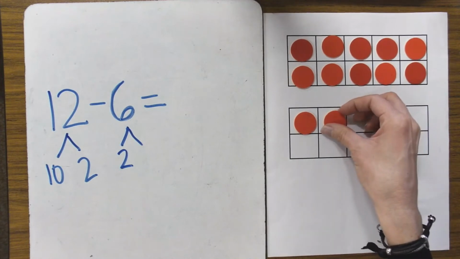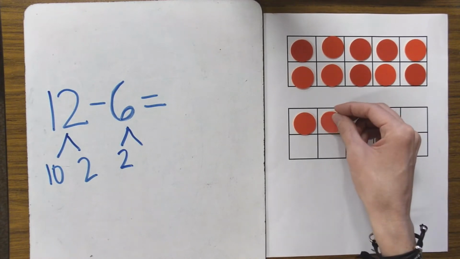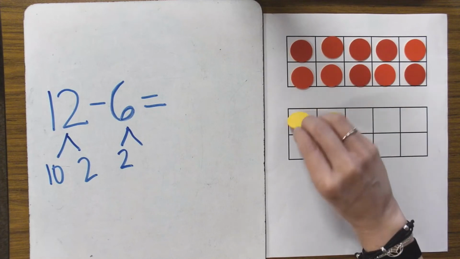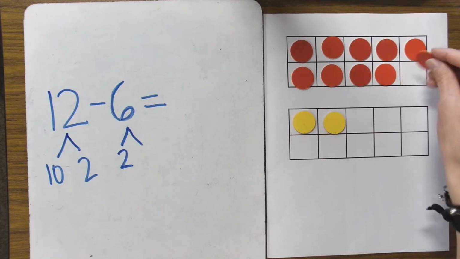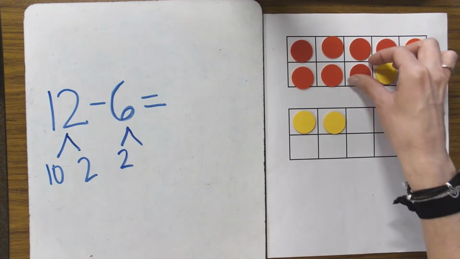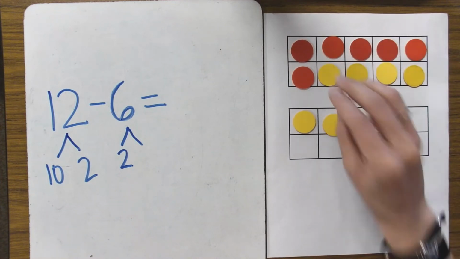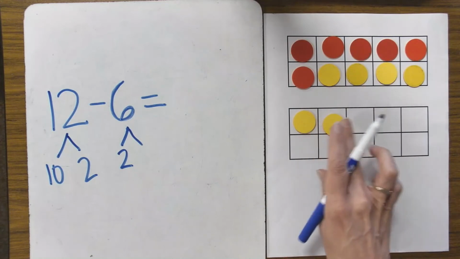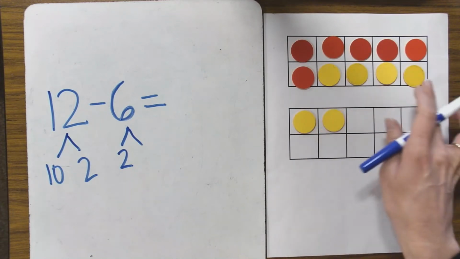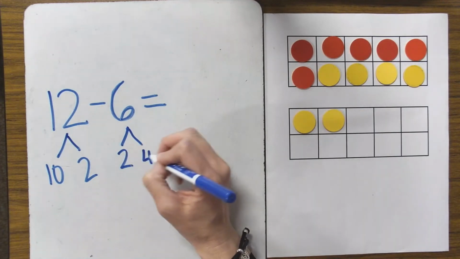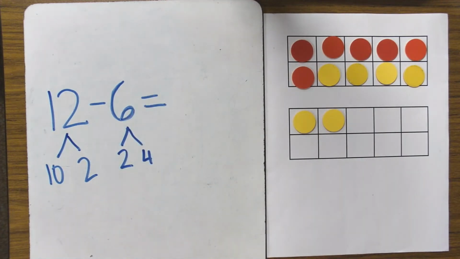So I'm gonna do that by flipping my counters over to yellow so that I can distinguish them. So 2 here, and then I'm gonna keep counting till I get to 6. 3, 4, 5, 6. Now I have 2 from the 12, from the ones here, and 4 in my 10. So 2 and 4 make up the 6.